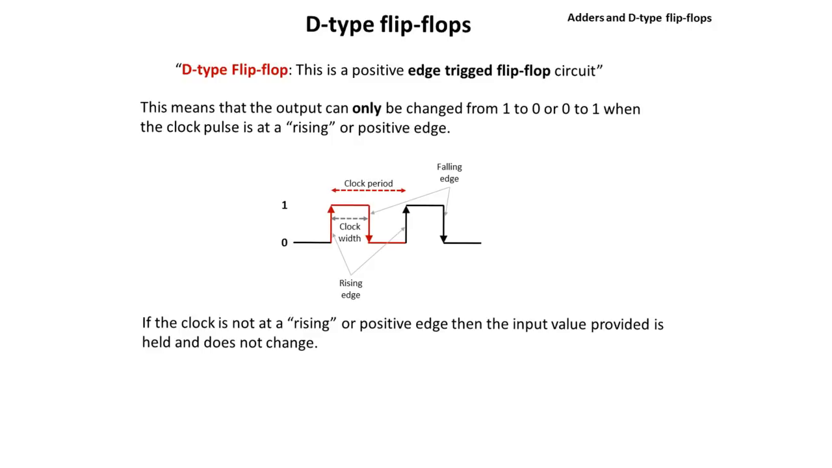A D-type flip-flop circuit is what is known as a positive edge triggered flip-flop circuit. This means the output from a D-type flip-flop circuit can only be changed from 1 to 0 or 0 to 1 when the clock pulse is at a rising or positive edge. In other words, at the beginning of a clock cycle period, as shown here. If the clock is not at a rising or positive edge, then the output value is held and does not change. This circuit is fundamental to computing as it can be used as a memory cell to store the state of a single bit.